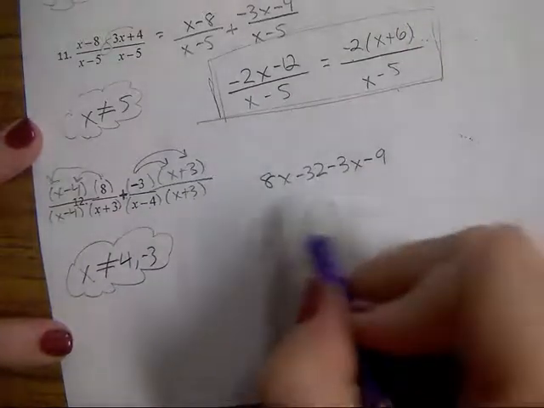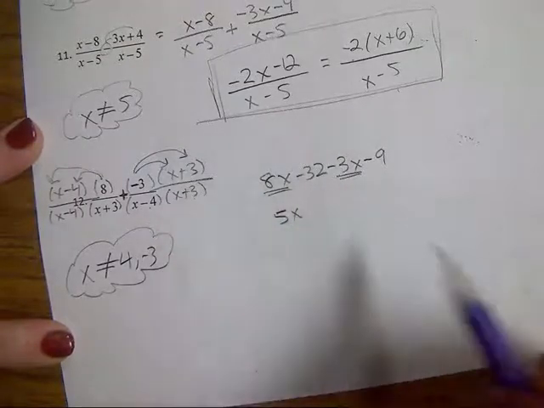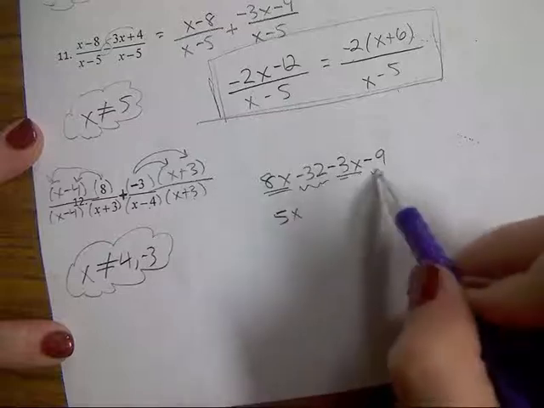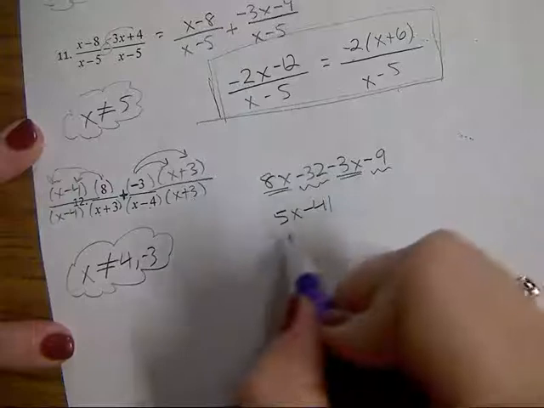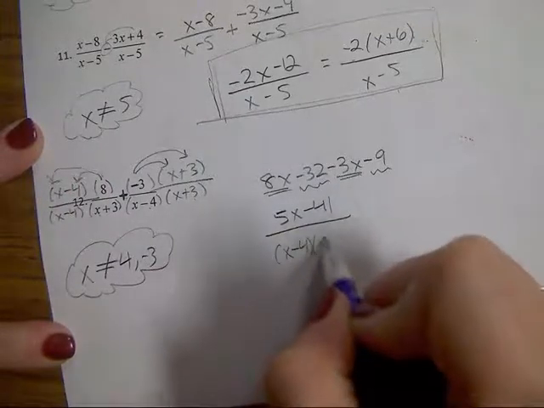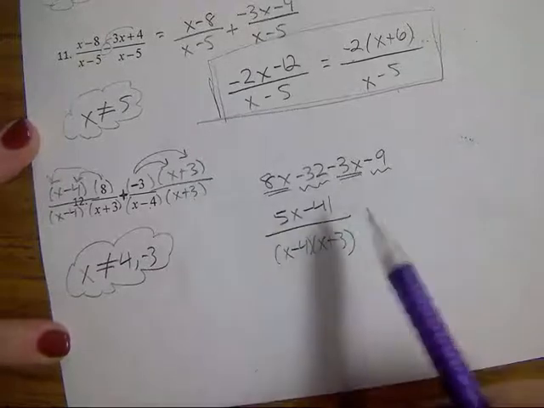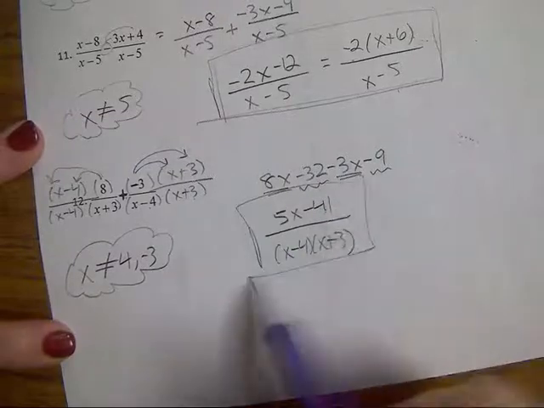Okay, let's combine like terms. 8x minus 3x gives me 5x. Negative 32 minus 9 actually gives me negative 41. All over x minus 4 and x plus 3. I can't factor anything out of my numerator, so our problem is done.